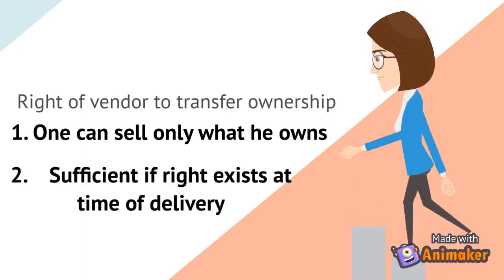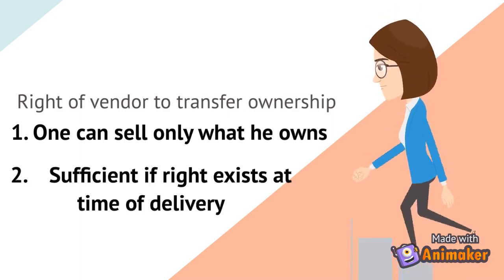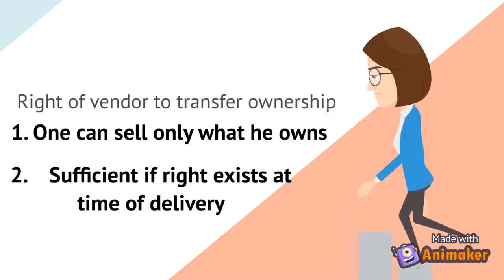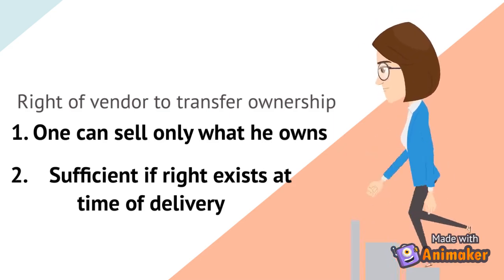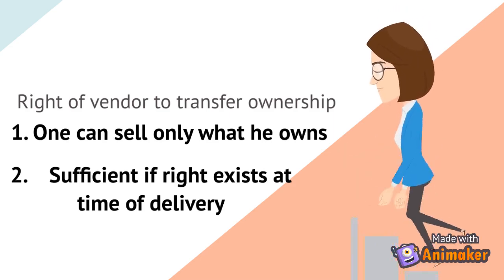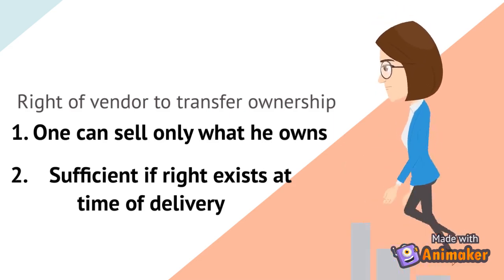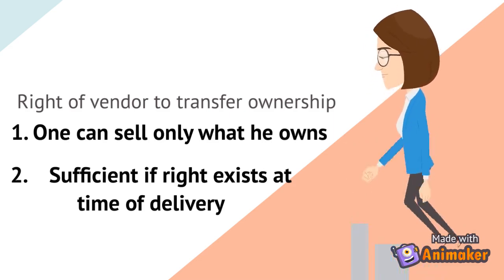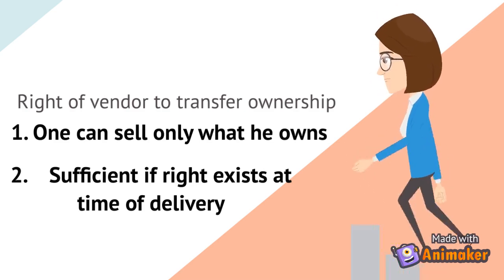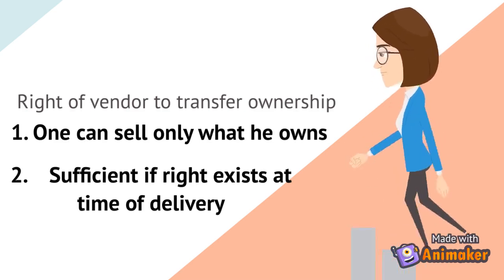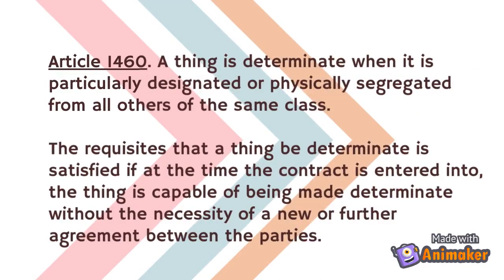Sufficient if right exists at time of delivery. Article 1459, however, does not require that the vendor must have the right to transfer ownership of the property sold at the time of the perfection of the contract. It is sufficient if he has the right to sell the thing at the time when the ownership is to pass. Article 1460. A thing is determinate when it is particularly designated or physically segregated from all others of the same class.